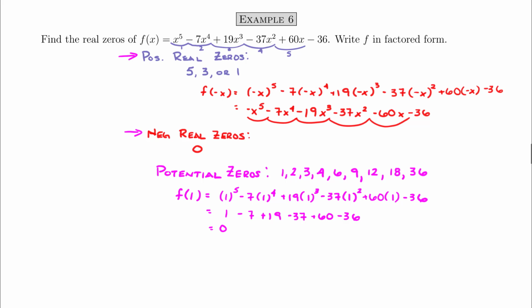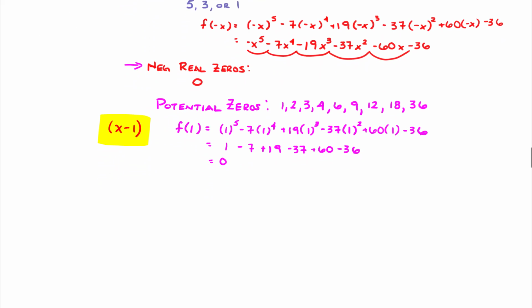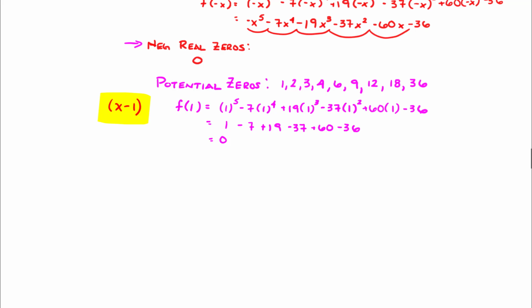All right, so we did find that 1 works, so this means that we have found our first factor, which is x minus 1. So I'm going to highlight that, and we'll keep going. So we found 1 to be a 0 of the polynomial. So let's take that 1 and let's do our synthetic division.